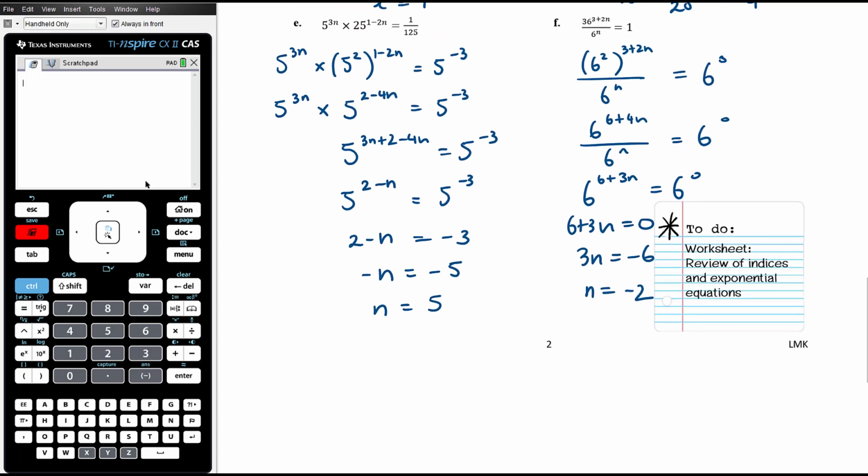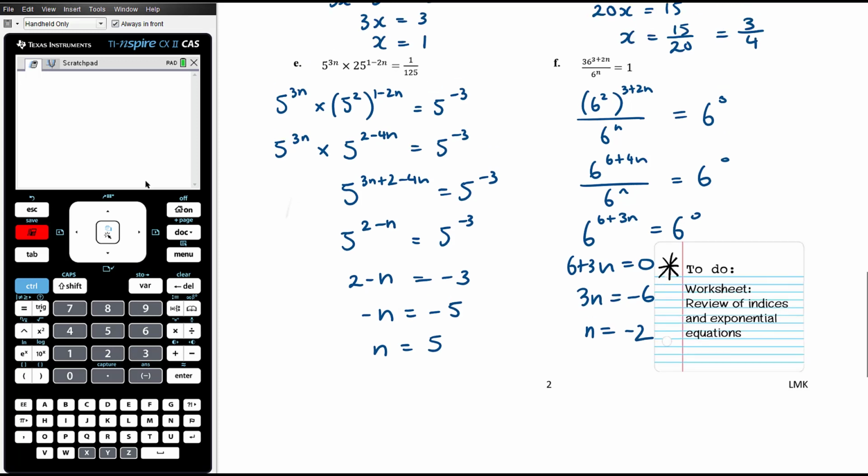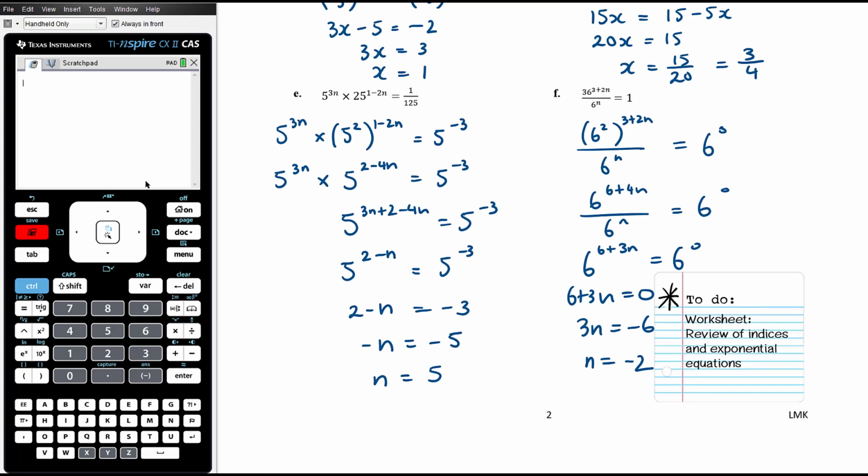So today's work is from a worksheet just reviewing and practicing index laws and exponential equations. In our next video, we'll introduce the idea of a logarithm.